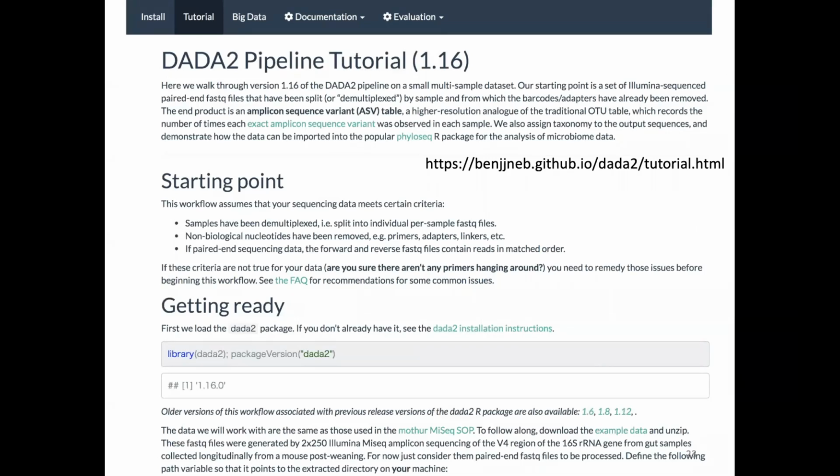DADA2 is another good analysis environment for amplicon sequencing data. And DADA2 is written based on the R programming environment. Both of the tools have good documentation and tutorials on the web. And using these kinds of analysis environments, you can easily conduct bioinformatics analysis of amplicon sequencing data.